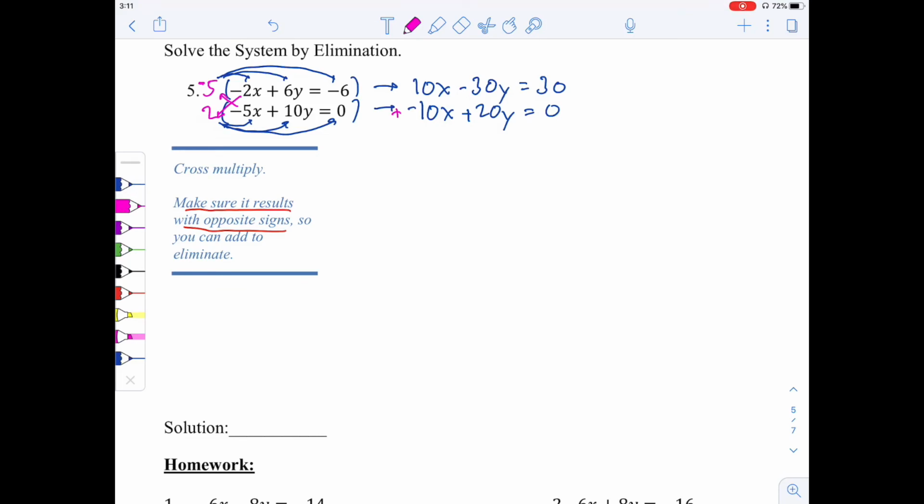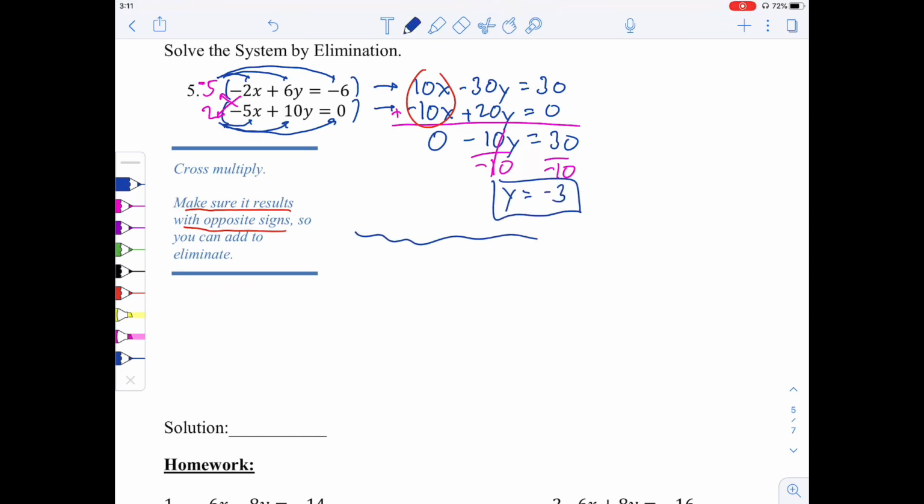So now when we add, it's going to eliminate our x's, right? These are going to eliminate. Right, so we have 0, negative 30y plus 20y is negative 10y. And 30 plus 0 is 30. We solve that, right? Divide by negative 10. Y is equal to negative 3.